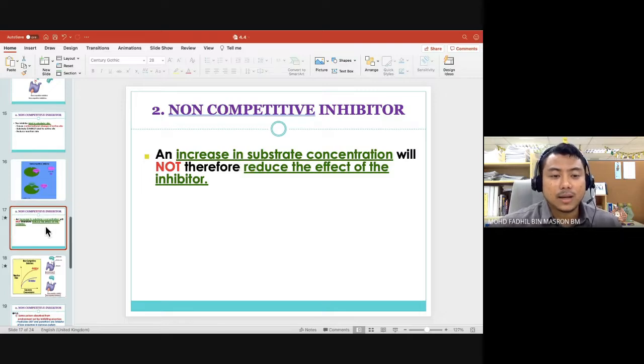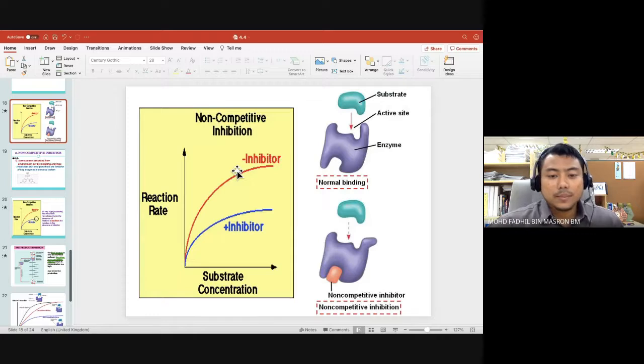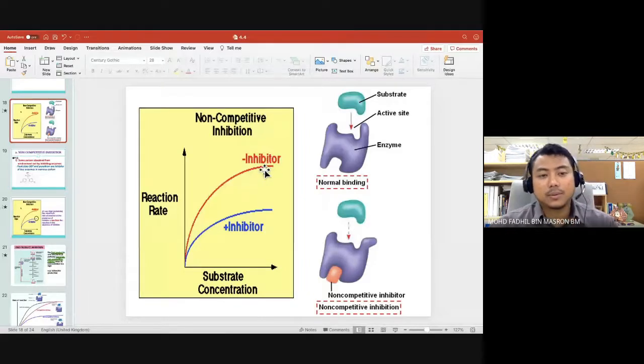So that is why the graph looks like this. So with inhibitor, graph dia akan terus low macam ni dan dia sangat jauh dan dia tak akan dekat dengan sini sebab dekat dengan without the inhibitor, sebab no matter how much we increase the substrate concentration, tetap dia tak akan sama dengan kesan seperti yang without the inhibitor, yang dalam keadaan normal lah, dalam keadaan normal binding. Okay.